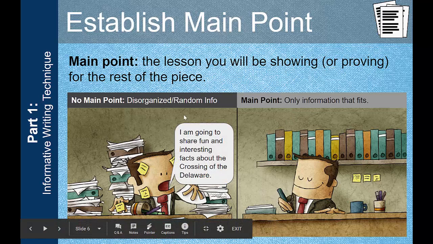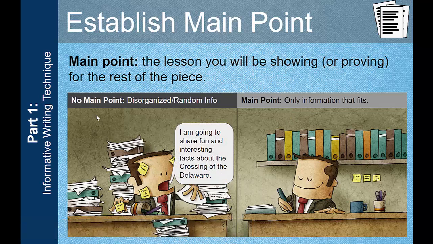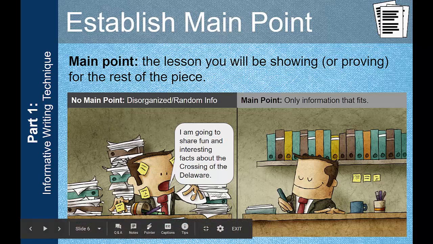I often get this in middle school, and they don't say this exactly, but this is kind of what they do say: I'm going to share fun and interesting facts about the crossing of the Delaware. That's the topic I've been focusing on for this lesson, when Washington crosses the Delaware. Well, fun and interesting facts. Do you have a point to prove about it? Are you just going to share some things that I might find interesting, but I have no reason to find interesting? When you say something like that, and just random fact after random fact, it's really hard to follow.